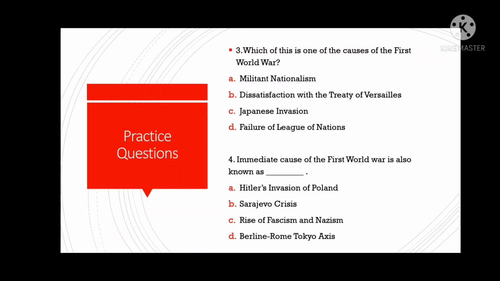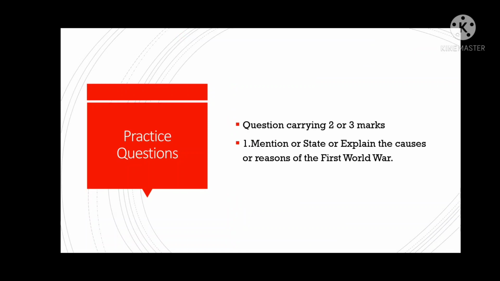Immediate cause of the First World War is also known as Sarajevo crisis, or assassination of Archduke Francis Ferdinand. So what you can find, immediate cause of the First World War is also known as Hitler's invasion of Poland, Sarajevo crisis, rise of fascism and Nazism, Berlin, Rome, Tokyo axis. So which is the right answer? Yes, you all are right. Sarajevo crisis. Very good.